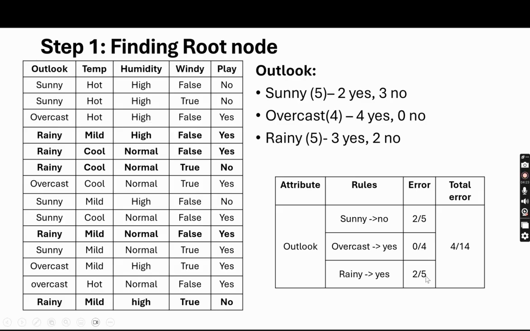These are the errors calculated for the separate values present in the attribute, and we have to calculate the total error value for the attribute outlook. By adding the numerators and the denominators, we get the total error. 2 plus 0 plus 2 is equal to 4, and 5 plus 4 plus 5 is equal to 14. So out of 14 entries, we will have 4 errors when choosing outlook as the root node. Likewise, we have to calculate the error value for temperature, humidity, and windy.